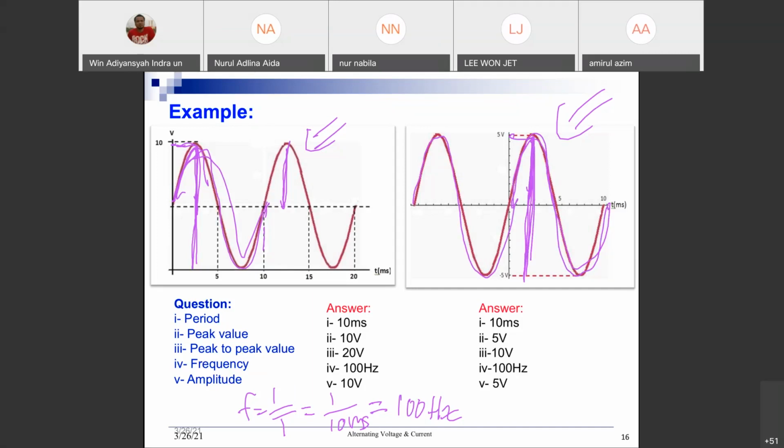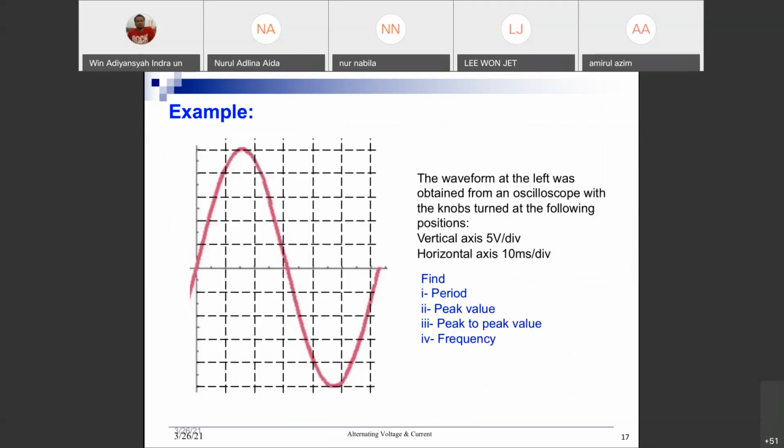Frequency is 1 over T, 1 over 10 millisecond, right? So 100 hertz. Amplitude 5. Amplitude is similar to maximum value. Okay, try this one.